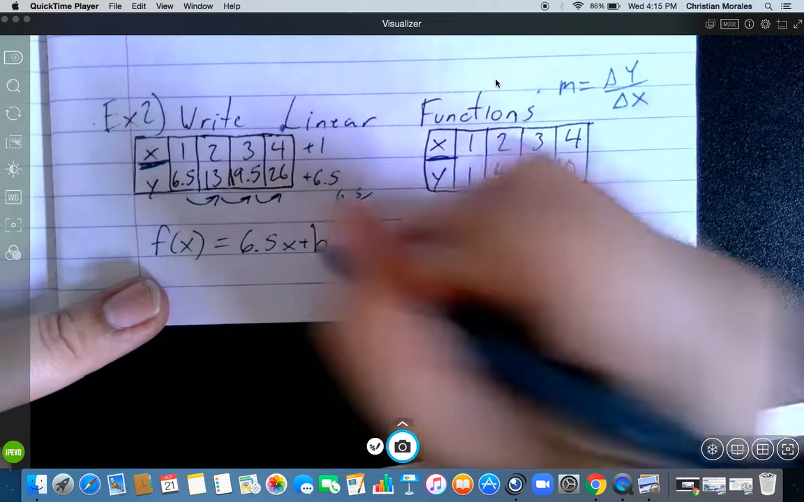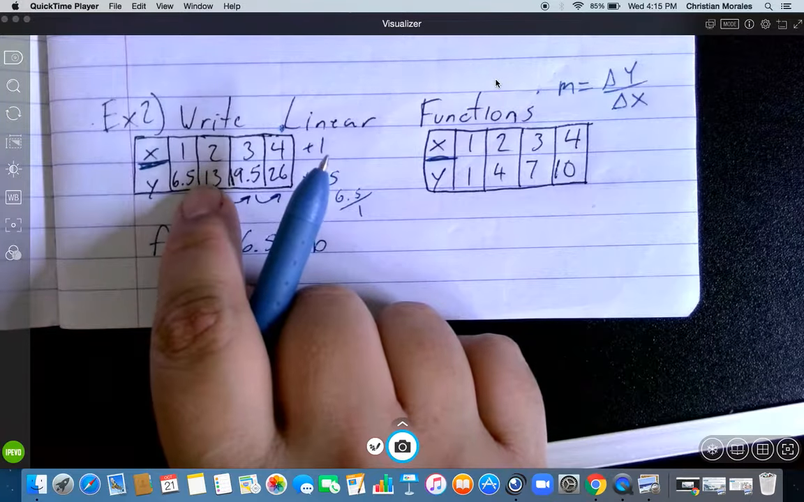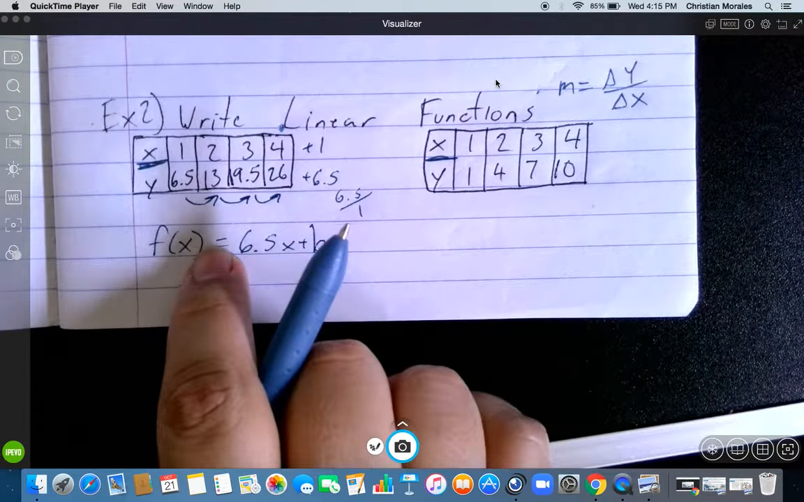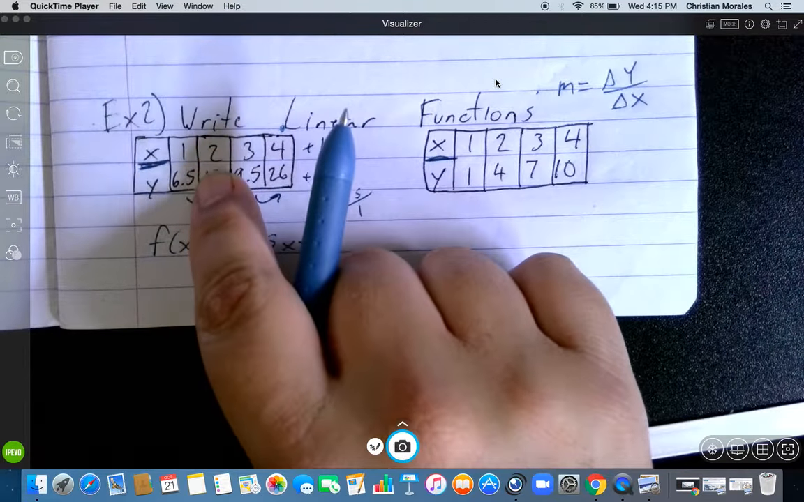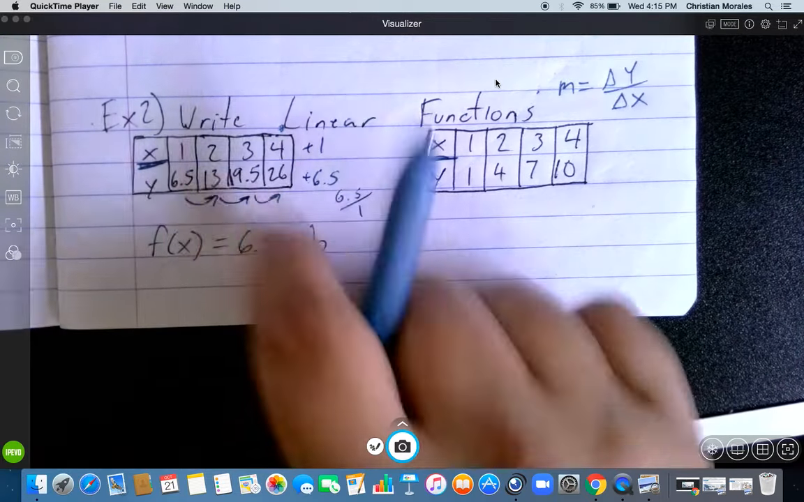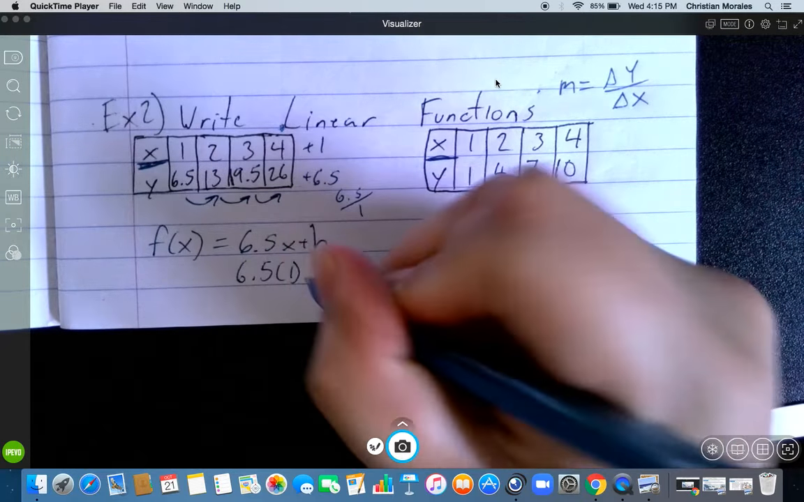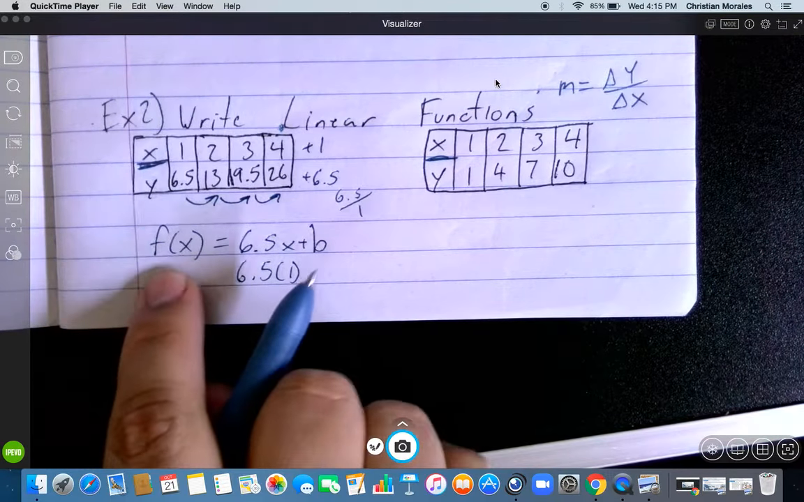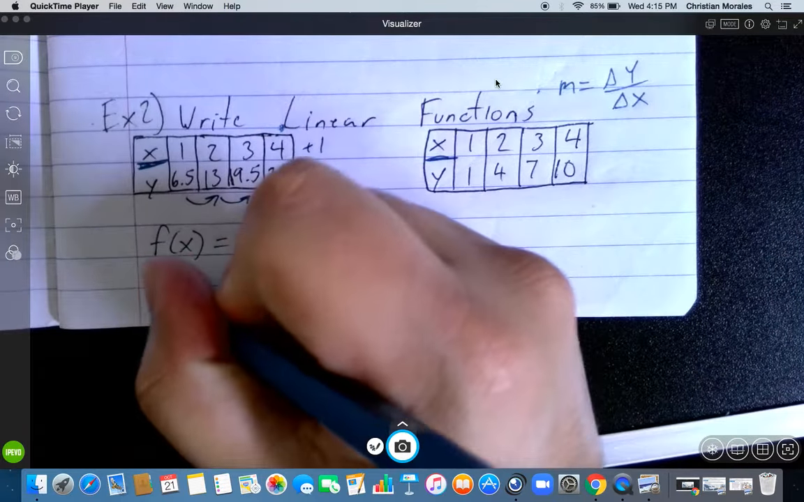Oh, we're missing b. Now remember this. When we're dealing with b, you have to plug in one of your points to find out what b is. In this case, it can be any point you want. The easiest one is to plug in the smallest one, so 1 and 6.5. So I'm going to make x 1, so I'm going to plug in 1 here, and then my f of x, the y, this section is 6.5.